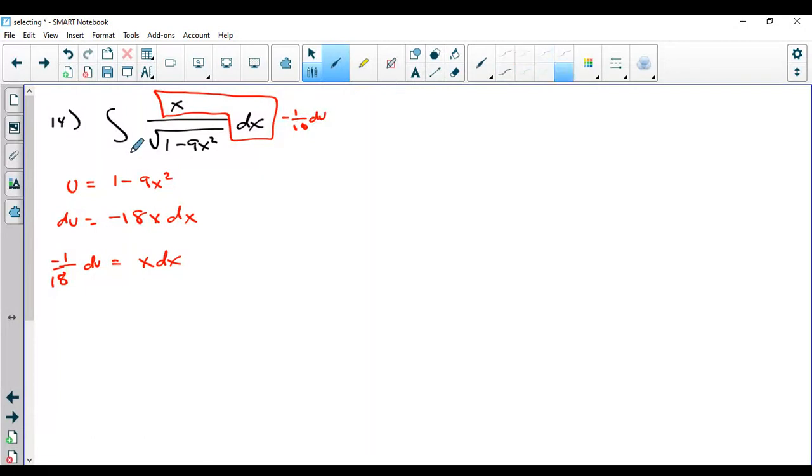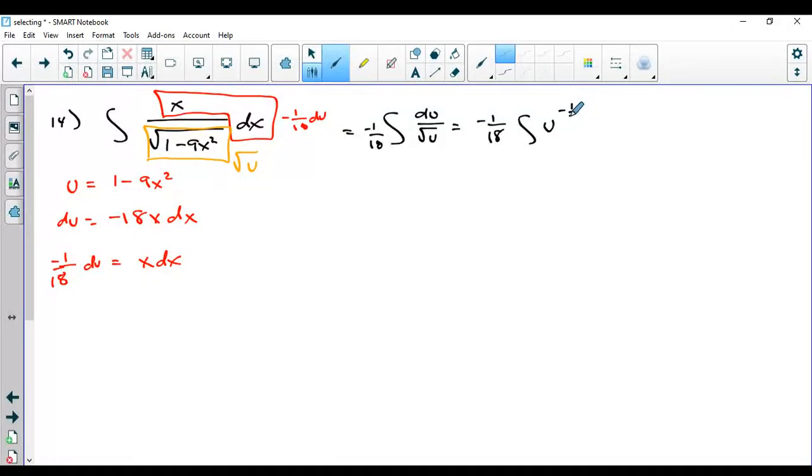And be careful now. What is this? This is not u. This is radical u. Okay? So now when I go to rewrite this, I'm going to have the integral of, I'll pull out the negative 1 over 18. That's no big deal. And then it's going to be du over radical u, which is not ln. Only ln when it's du over u, okay? So you're like, well, what do I do with that? I'm going to want to rewrite this. So it's going to be negative 1/18 integral u to what power?